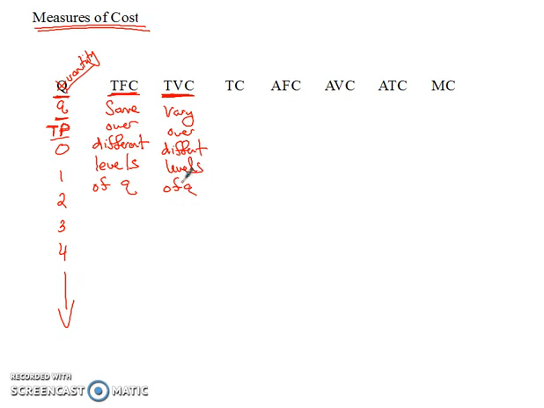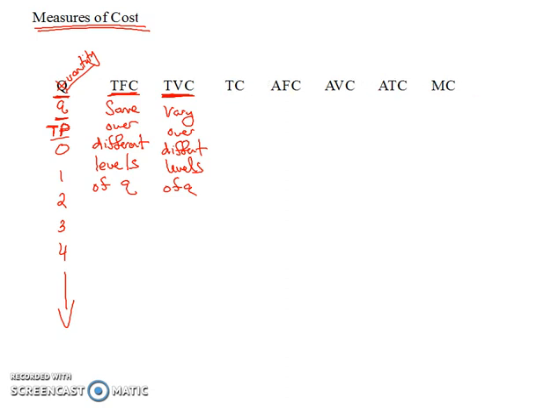When we change production, our variable costs are going to change. So we're going to have fixed costs and we're going to have variable costs. Now, from there, we can calculate all the other things that are here.